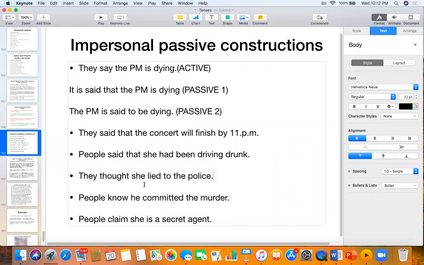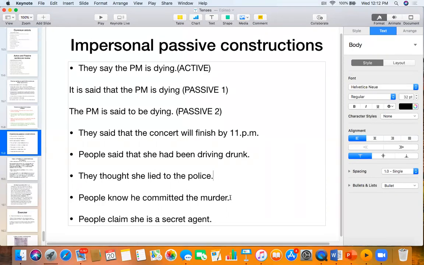She is thought to have lied to the police. She was thought to have lied to the police.